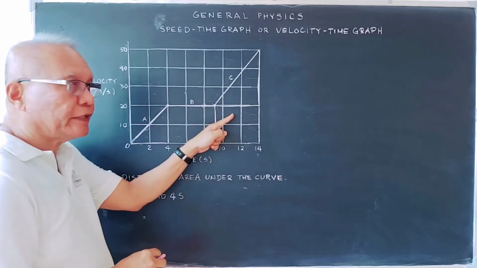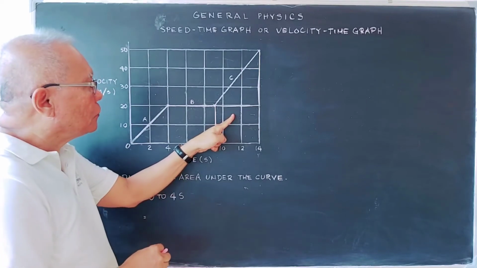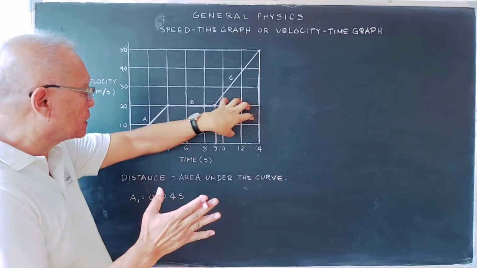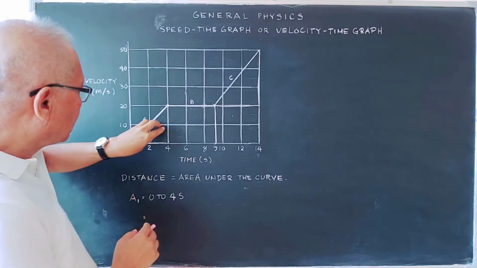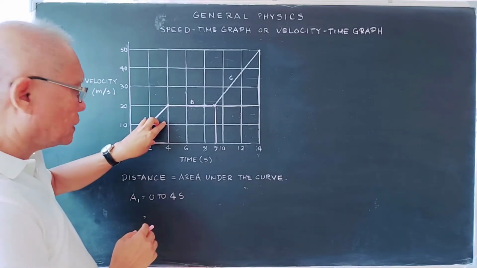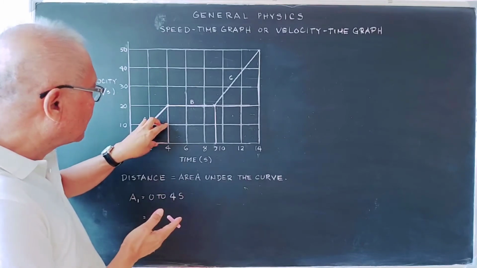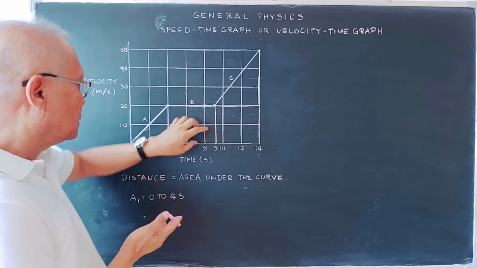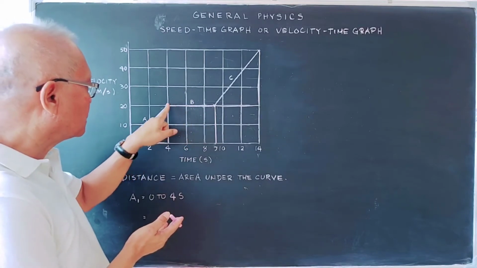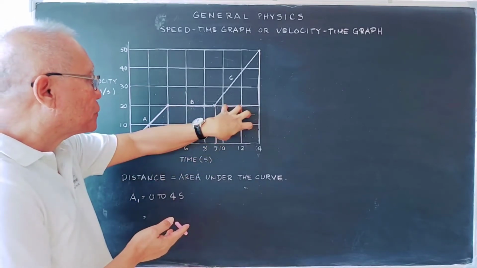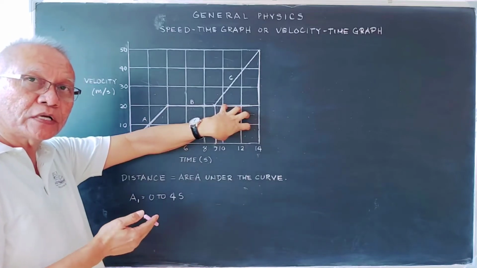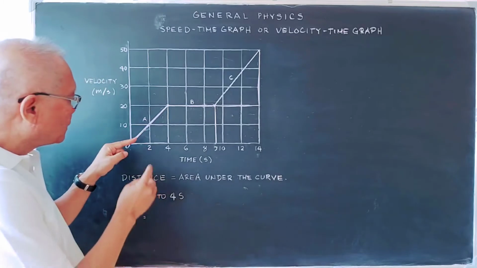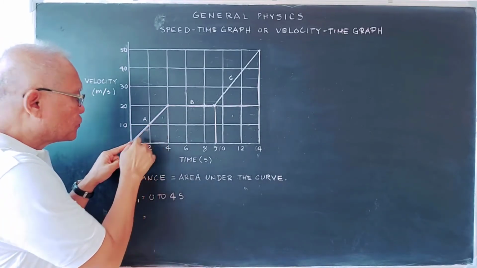And the third area, area sub 3, will be this portion here, under the curve, because that is the distance. So we have the area under region A is the distance traveled. The area of this one, which is a rectangle, is the distance traveled from 4 to 9. And this one is a trapezium. So you must know the formula for trapezium.